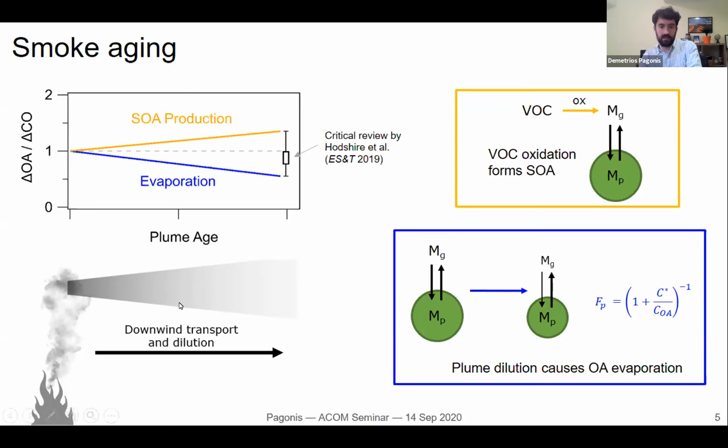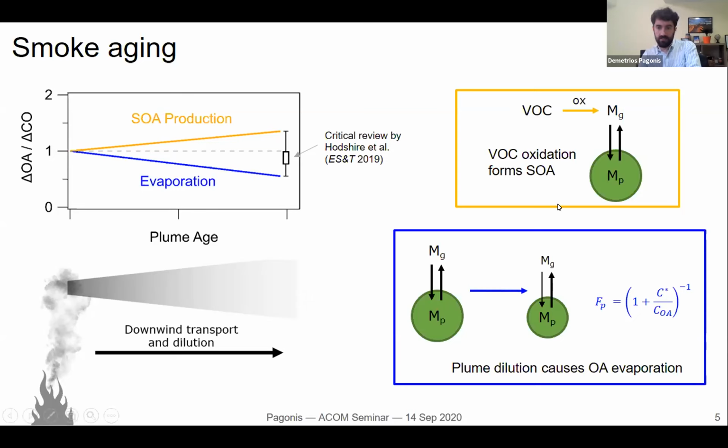And what this means is that just through dilution alone, as you decrease the mass concentration of OA, you will drive evaporation of components of aerosol even without any additional chemistry. Right? So dilution alone is enough to drive evaporative losses. And so if there were no chemistry happening, we would always expect there to be a gradual decrease in the ratio of excess OA to CO.